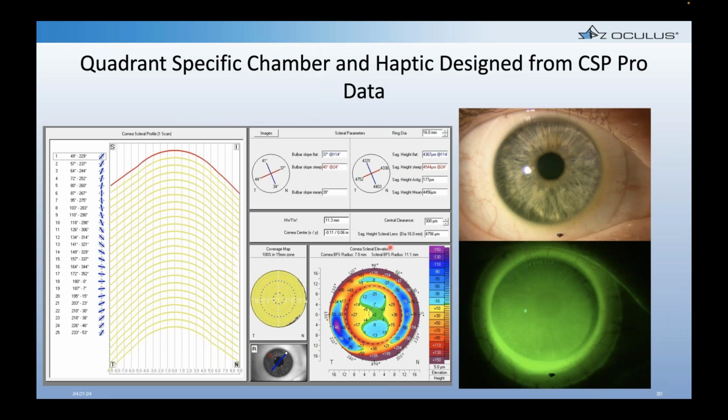Another example of the very same thing, this is a patient with a somewhat more complex eye shape. If you look at our elevation map, and look at my little highlighter here, we've got a with the rule cornea, but our sclera has got a different shape. In fact, the axes of our flat meridians are not opposing each other. They're a bit oblique to each other, or skewed. And so what we were able to do with this individual is to create a lens using quadrant-specific chamber and haptic information, again using the CSP Pro data. Because this data is so accurate, in my opinion, I'm very comfortable using it to empirically create lenses for our patients and get good outcomes, and save a lot of time from having to diagnostically fit routinely.